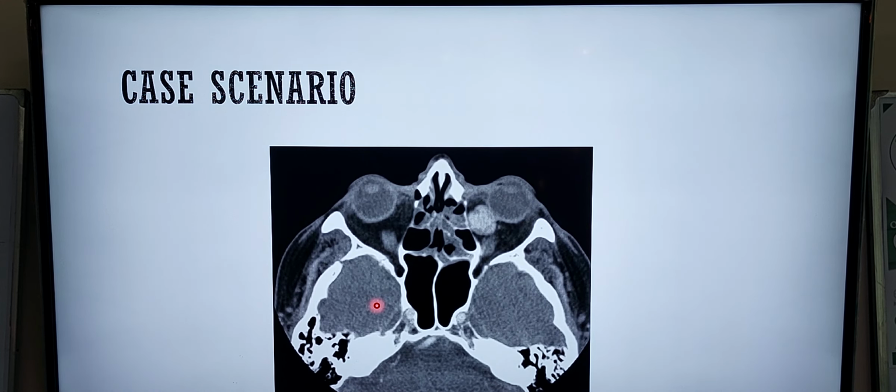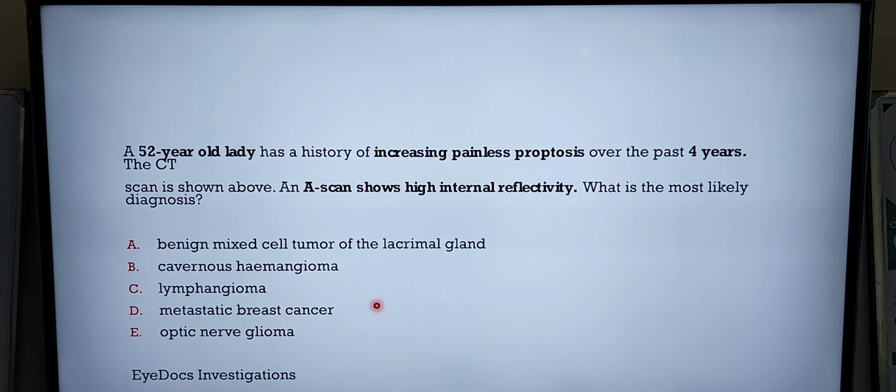What would be the size of the eyeball? 24 axial length. Yes, and this one? 12 to 14. Good. Let's go. So, what is the most likely diagnosis? Cavernous hemangioma.